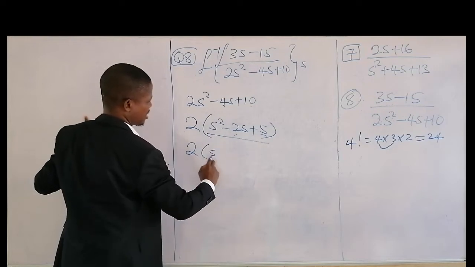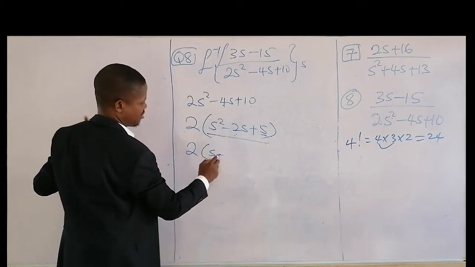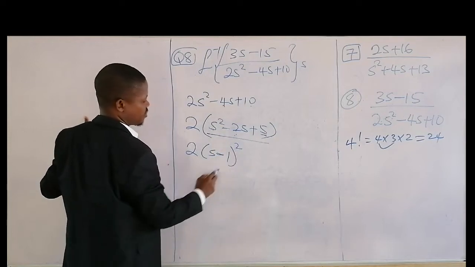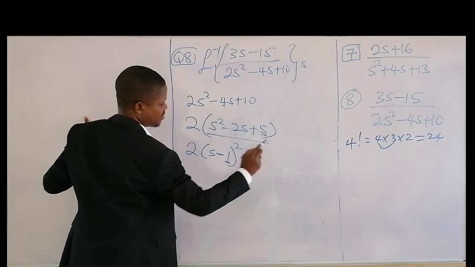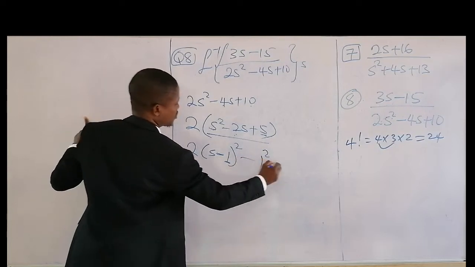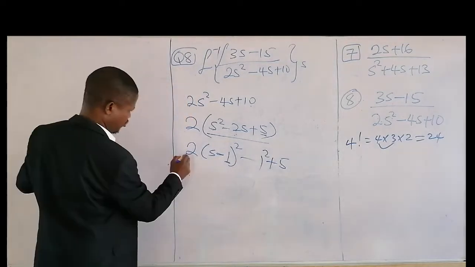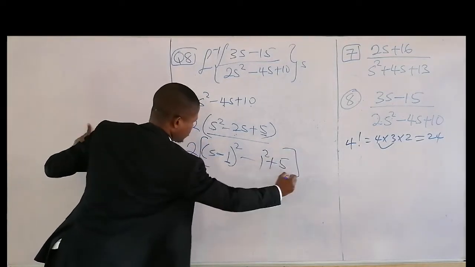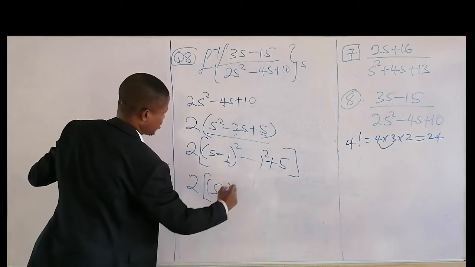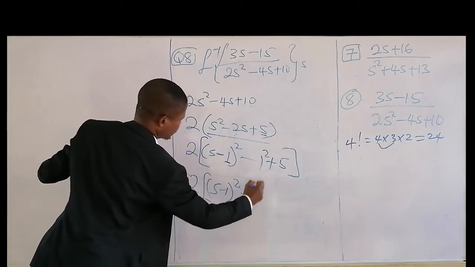Take x, and then you have minus here. Half of 2 is 1, square that. So whatever you have here, deduct, take it outside, and then 1 square plus 5. These 2 is affecting the whole expression. So that will be 2 into brackets x minus 1 whole square, and then plus 4.